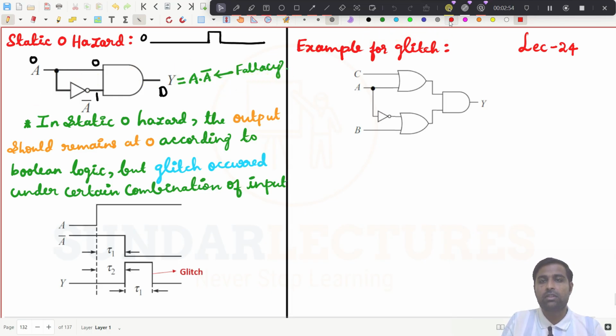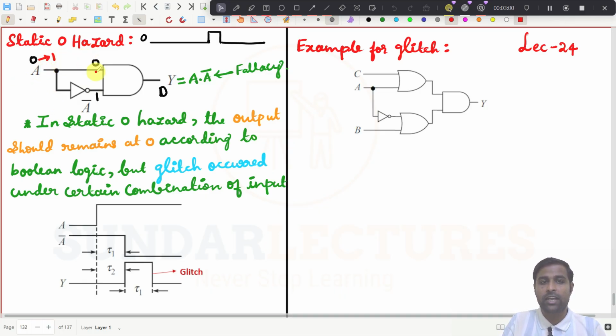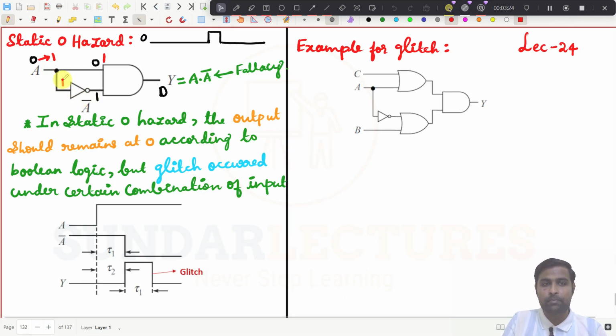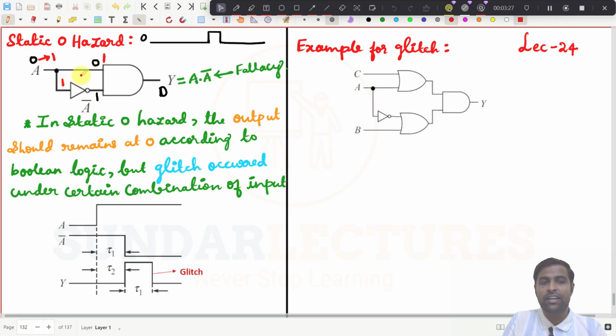So what happens now if this A goes from 0 to 1? For example, this goes to 1, and this will be directly 1. In the previous case it was 1 here, but this NOT gate will have a propagation delay, as we explained in the previous class. This gate will have a propagation delay, so the change will reach here later and this will not go to 0 instantaneously. That is what the propagation delay causes.